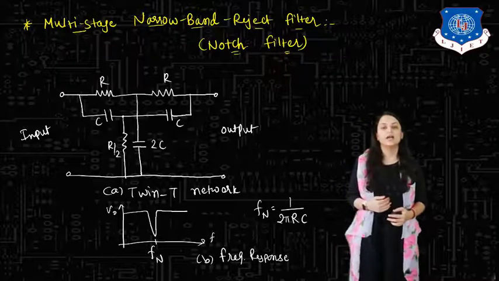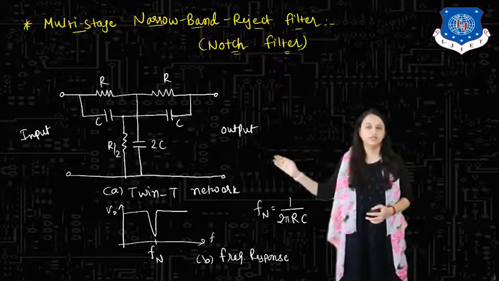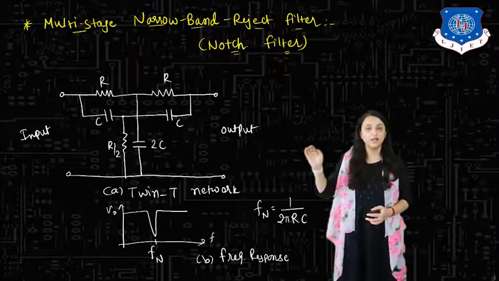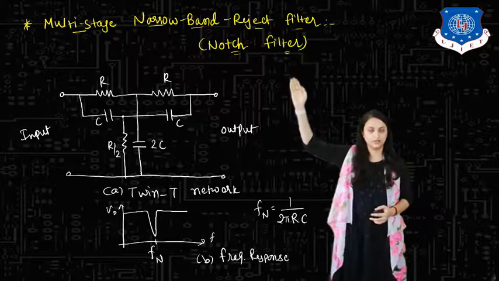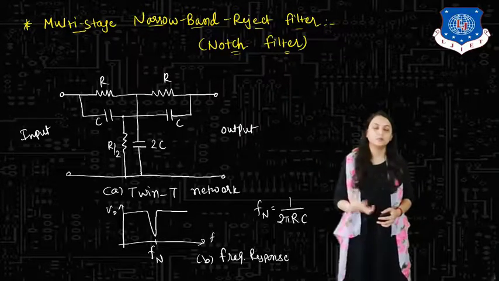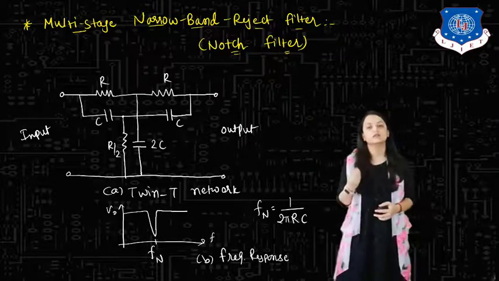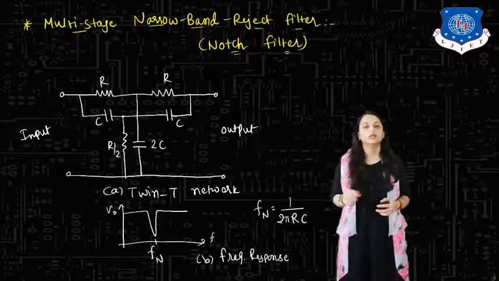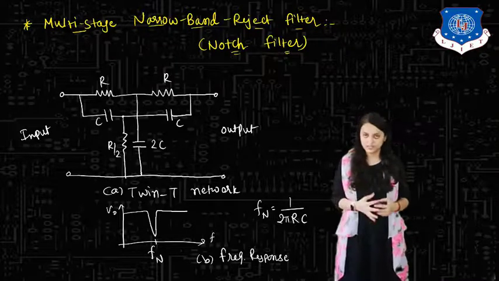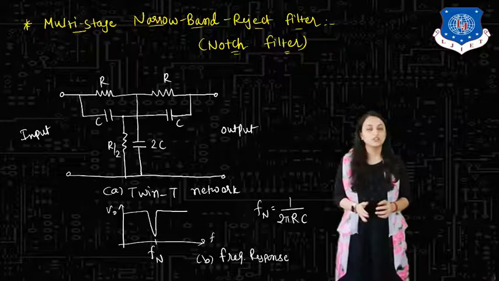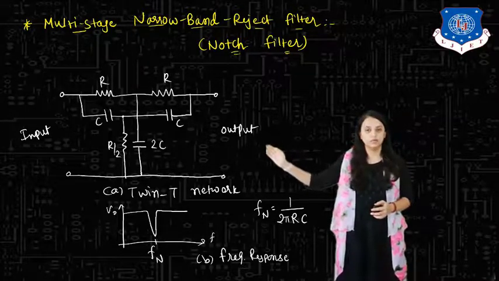Here to design this, we will use the twin T network, and this filter is also called a notch filter. So remember that sometimes in an exam, if you are asked to design a notch filter, it will be the multi-stage narrowband reject filter only. The basis of this filter is a twin T network.